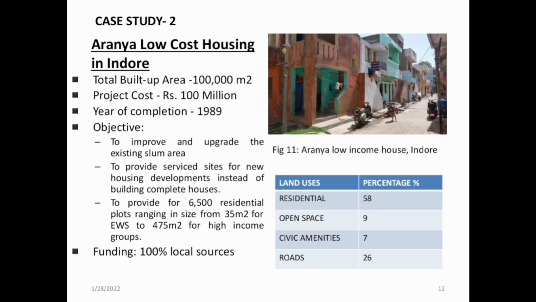The objective of this was to improve and upgrade the existing slum area, to provide service sites for new housing developments instead of building complete houses, and to provide 6,500 residential plots ranging in size from 35 square meters for EWS to 475 square meters for high income groups. The funding for this project was 100% from local sources. In this, the residential area of the total area was 58%.